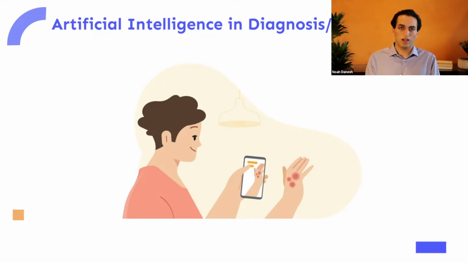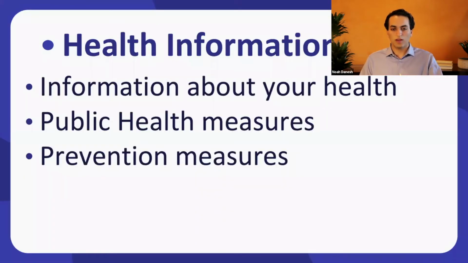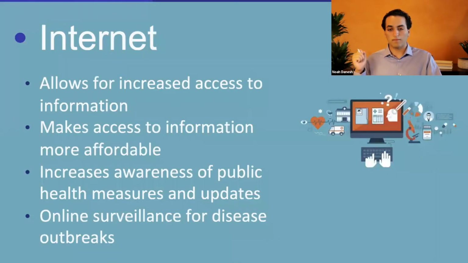It really helps with the workload that exists in the healthcare system. So that was week 3. Week 4, we then looked at the issue of access to health information. And this ties a little bit more closely to the health literacy issue that we were talking about. So health information is basically information about your health, about public health measures, and about prevention measures.